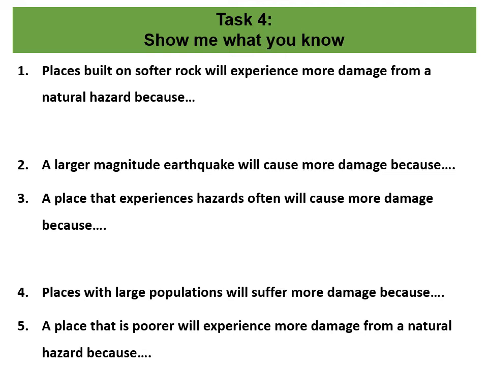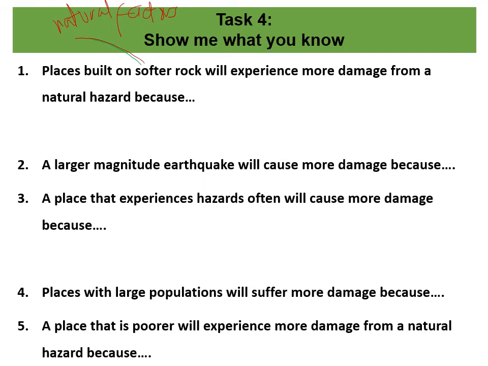So there's 5 different statements and you need to develop them using your knowledge from the lesson. And we're going to do the first example together. So places built on softer rock. This relates to the natural factors. So places built on softer rock will experience more damage from a natural hazard because, well, if the rock is softer, it means it's more vulnerable, it's more susceptible to being damaged.